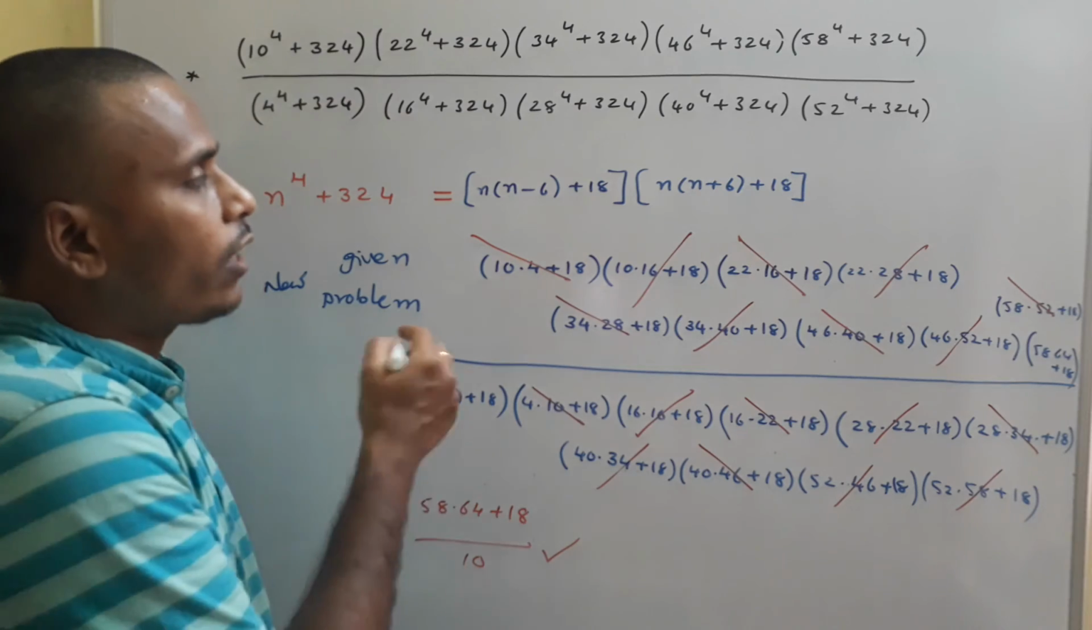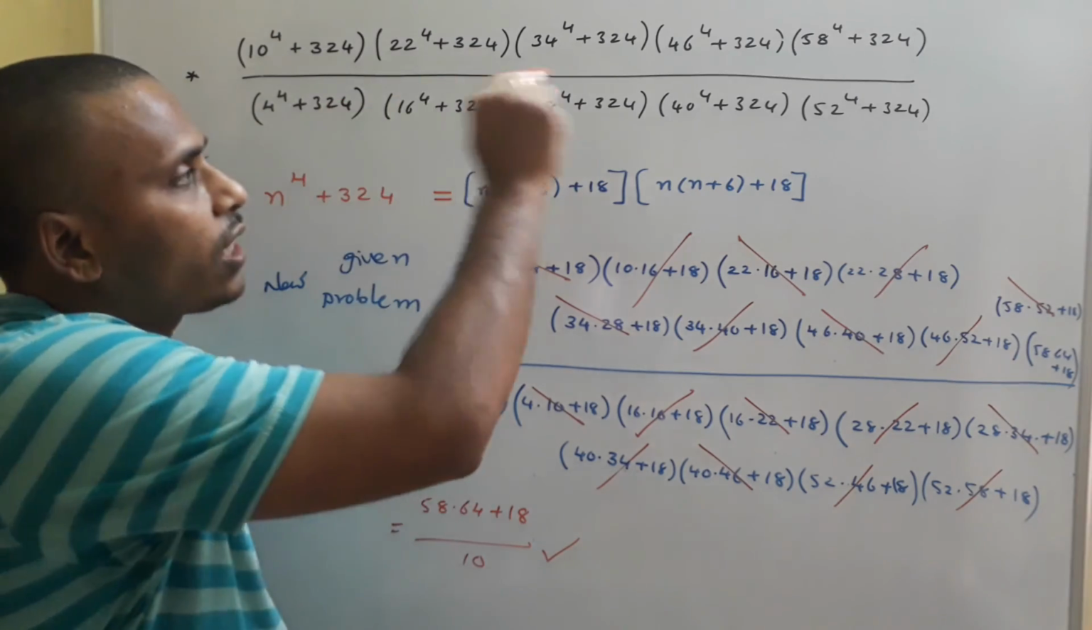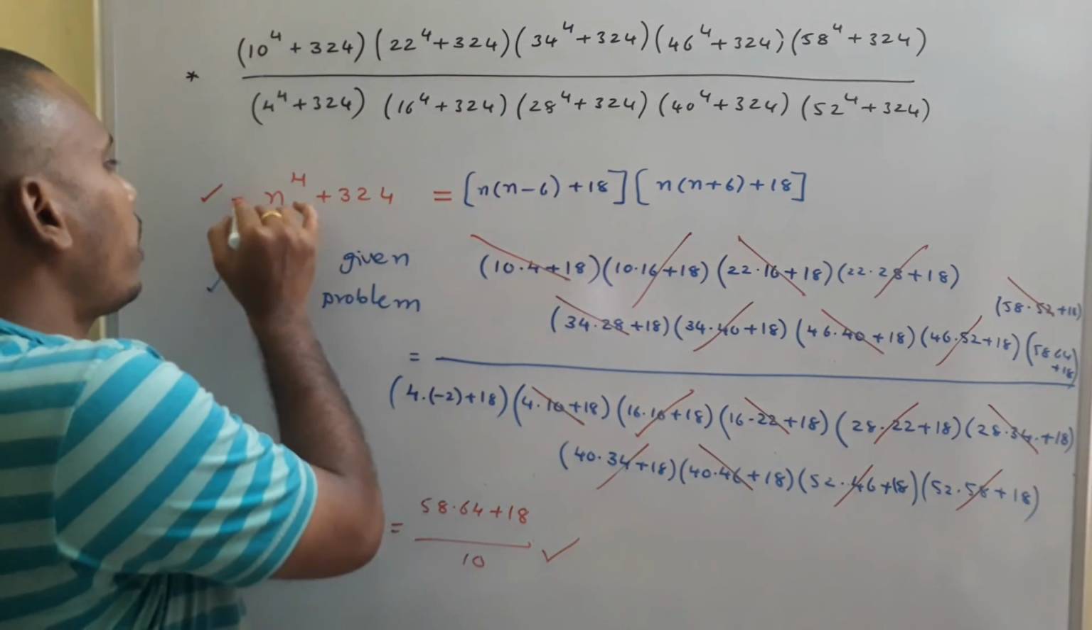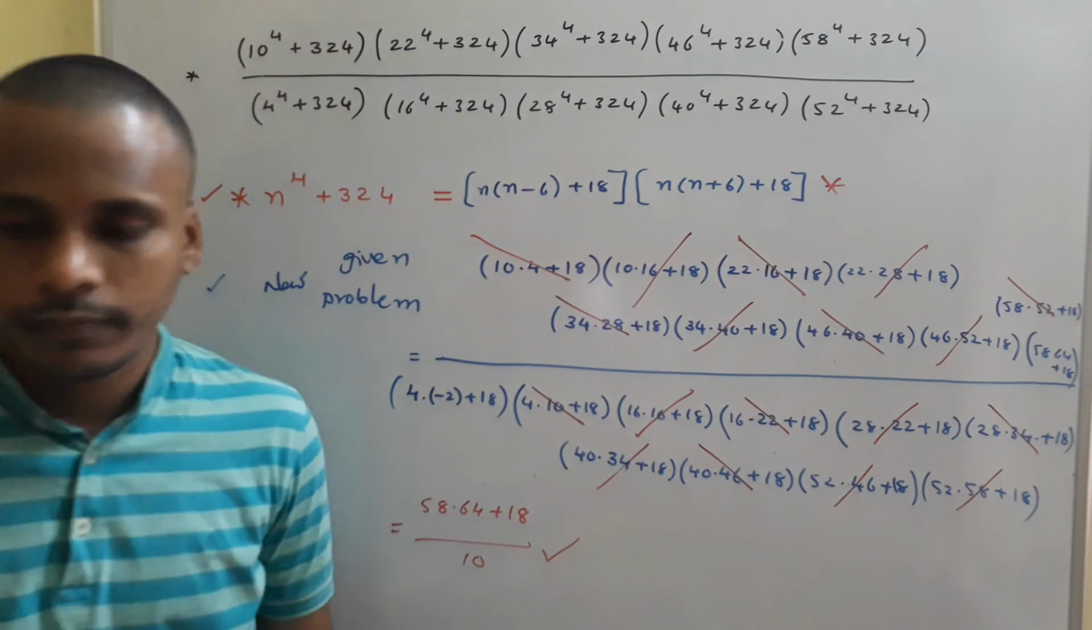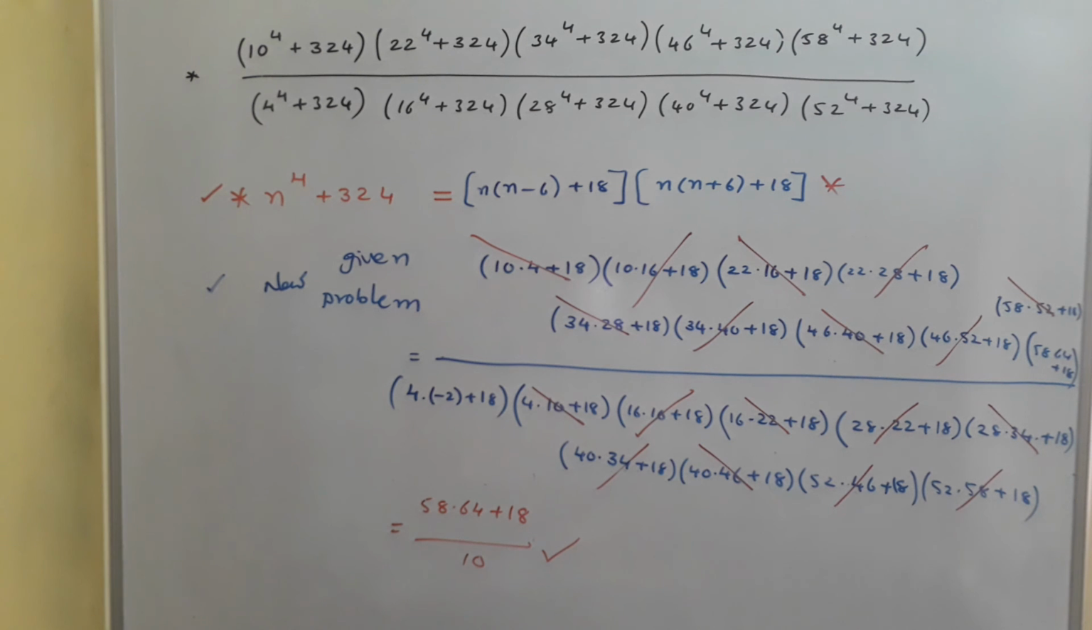And calculating the simplified value for the given problem is completely based on this particular factorization. Everybody have a look. This problem is very simple. You need to observe the pattern involved in the problem. You need to know the factorization for 10 power 4 plus 324. That's it.